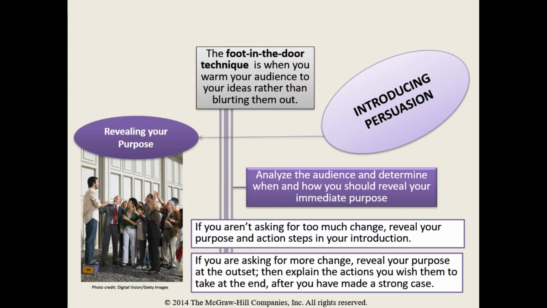So the first thing you want to do is analyze the audience. Again, who's your audience? Through surveys or research, asking, looking around our room, you know who the other 7 to 8 people are, depending if you include me in it. Then you have to determine when and how you should reveal your immediate purpose. Now, if you're going into a stranger's room, beware of stranger danger. Think about that. You don't know who's in that room, but you do know who is in our classroom. So think about this. If you aren't asking for too much change from people, reveal your purpose and action steps right up front, right in your introduction, right with a thesis. That's what a thesis is for too.